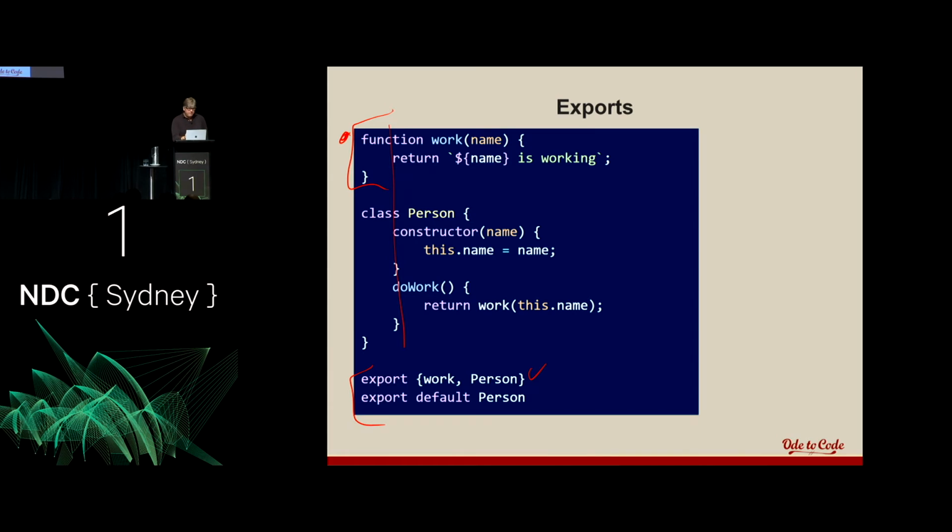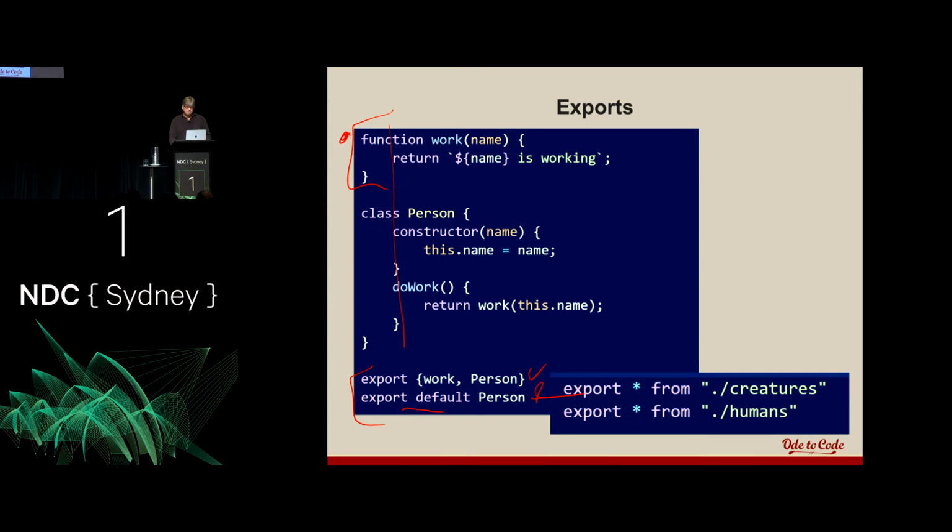And ECMAScript 2015 also has a slightly confusing concept of a default export, which I'll talk about here in just a second. But it's basically a way of saying, all right, if someone wants to import from me and they haven't specified exactly what they want to import, they get the person class. That's basically what that syntax is saying.